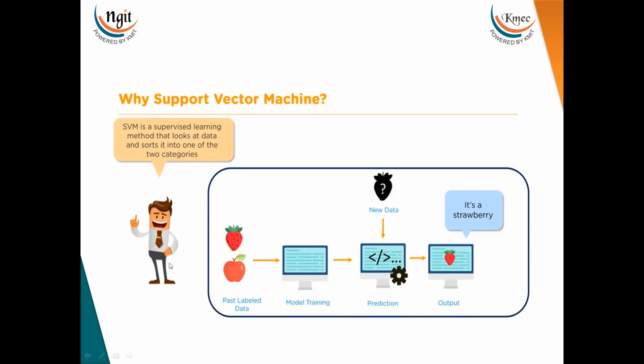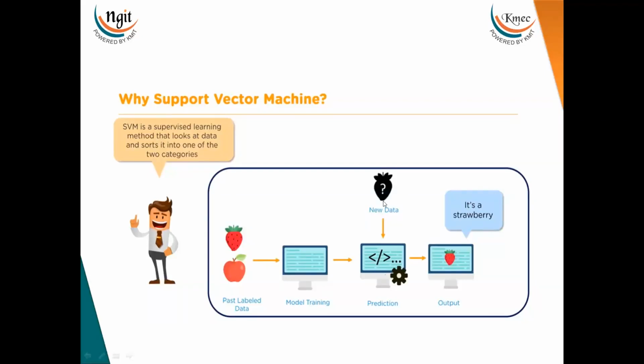Good morning, students. In today's class, we are going to discuss the implementation of support vector machine. As we discussed earlier, SVM is a supervised machine learning algorithm, and it will look at the data and sort it into two different categories. You can see in this example, I have a banana, apple image and a strawberry image, and I'm giving the model these to learn the features of apple and strawberry, and I'm giving a new data after the learning of the model.